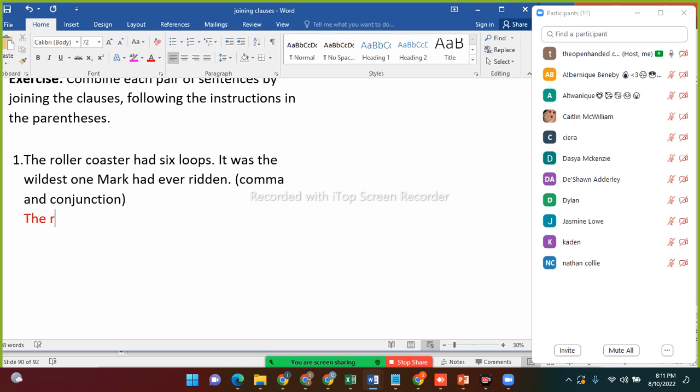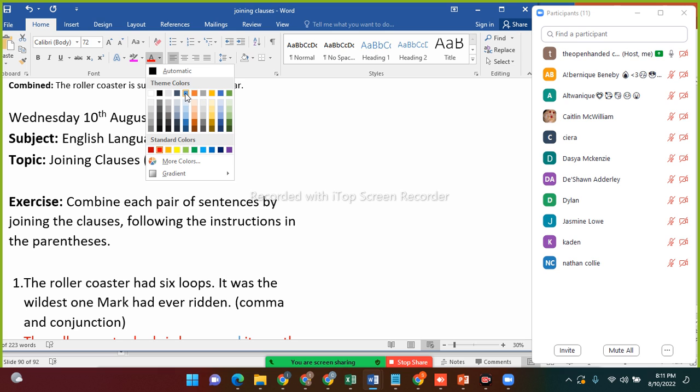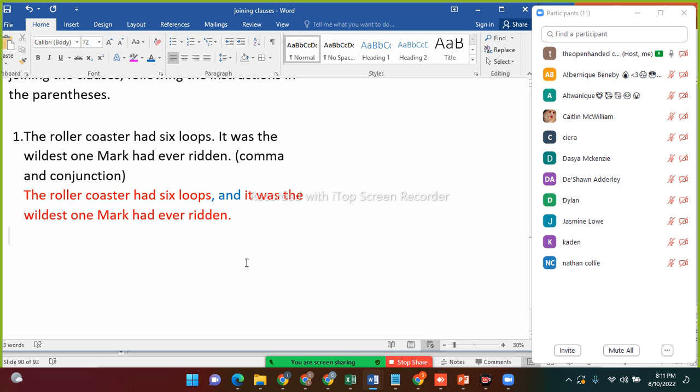So the roller coaster had 6 loops, and it was the wildest one Mark had ever ridden. So, comma and the coordinating conjunction right there. All right, number 2.